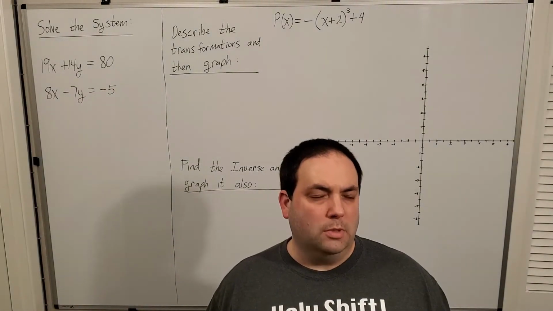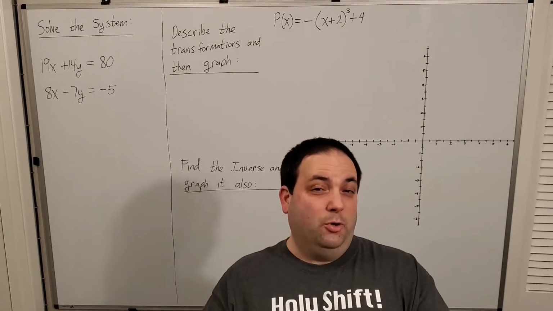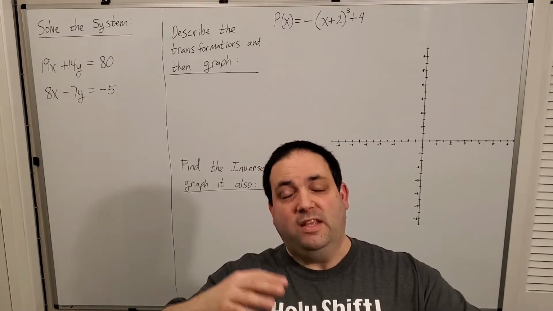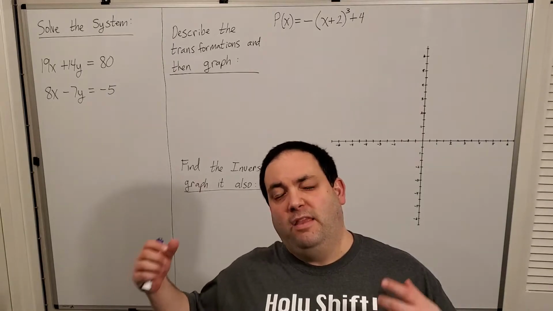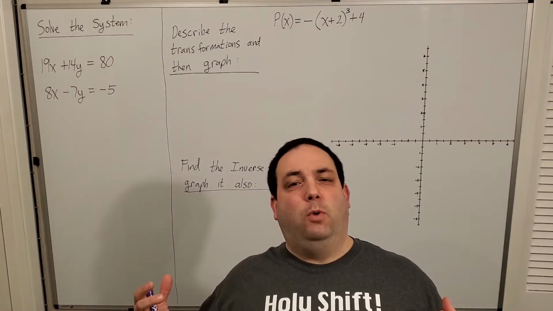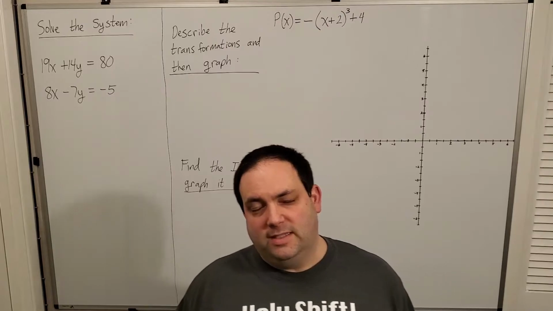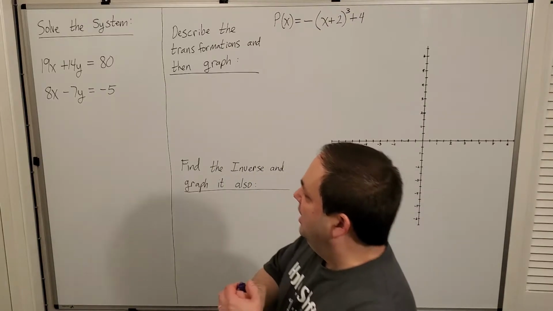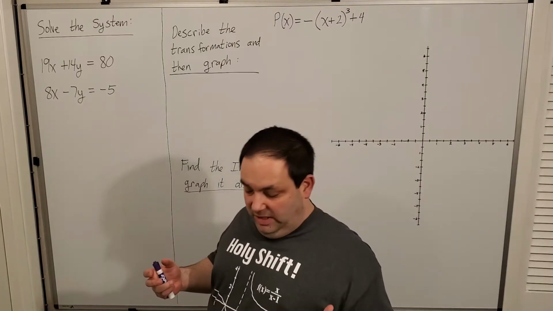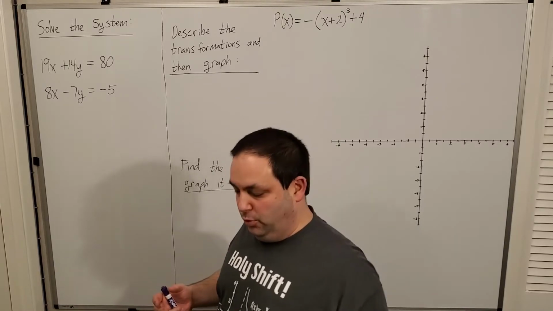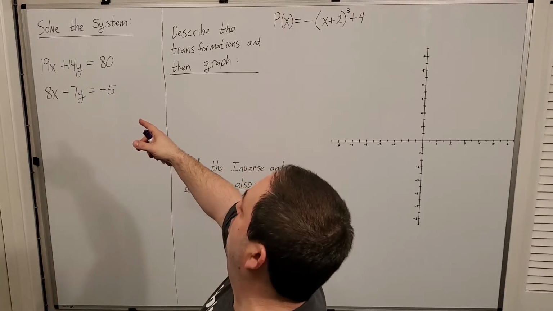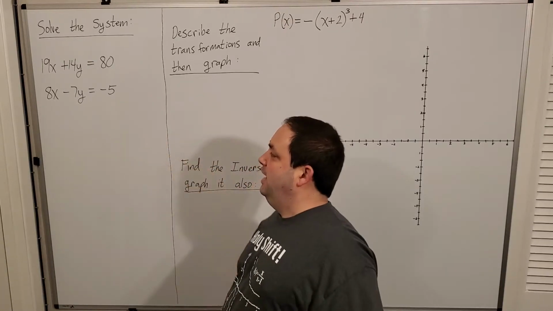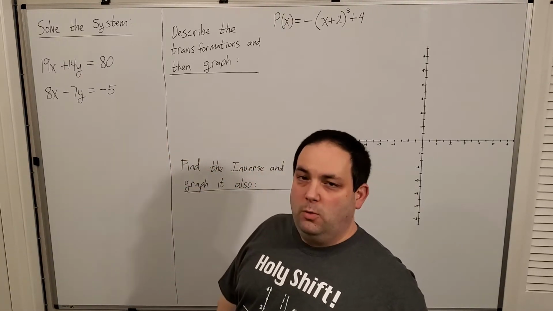These next two problems really don't have much to do with each other, but they are both in this unit together, and they happen to be next to each other on the test, and they fit both on the board really well. So I'll be working them here in the same scene. Solving a system of linear equations in 2 variables. I've got 19x plus 14y equals 80, and 8x minus 7y equals -5.